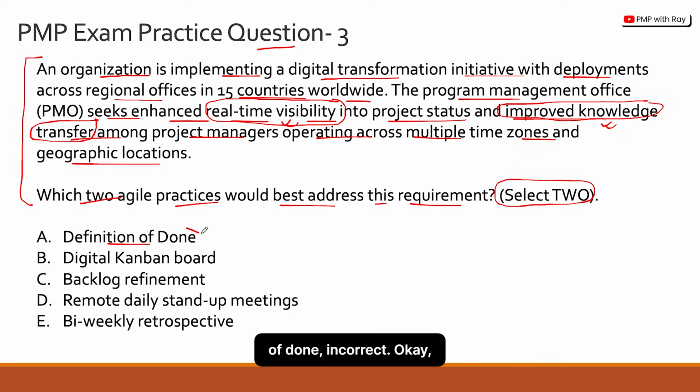Option A, definition of done, incorrect. Because definition of done is basically a scope refinement or a scope definition tool. It is not linked to real-time visibility, or to improved knowledge transfer. Let's look at option B, digital Kanban board. Yes, this is a correct answer choice because it is linked to real-time visibility.